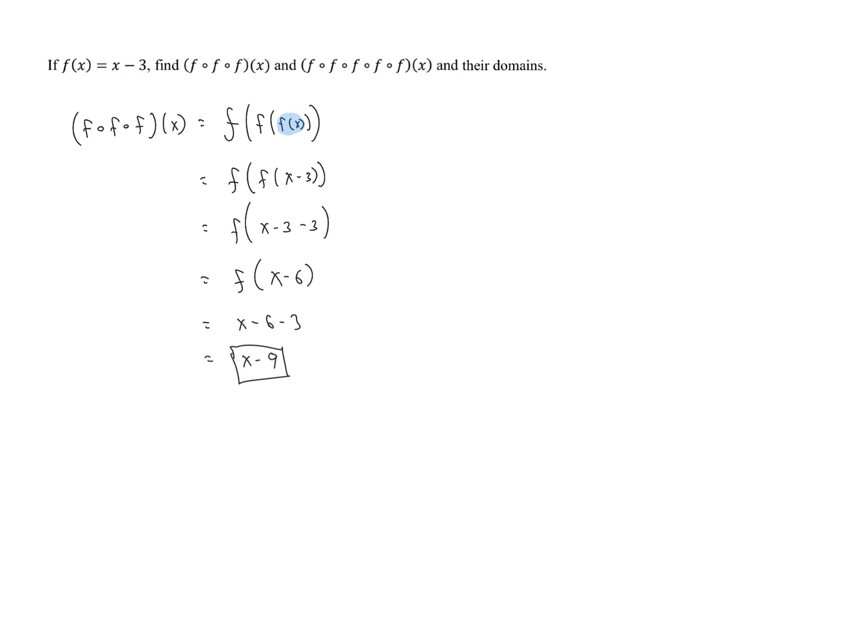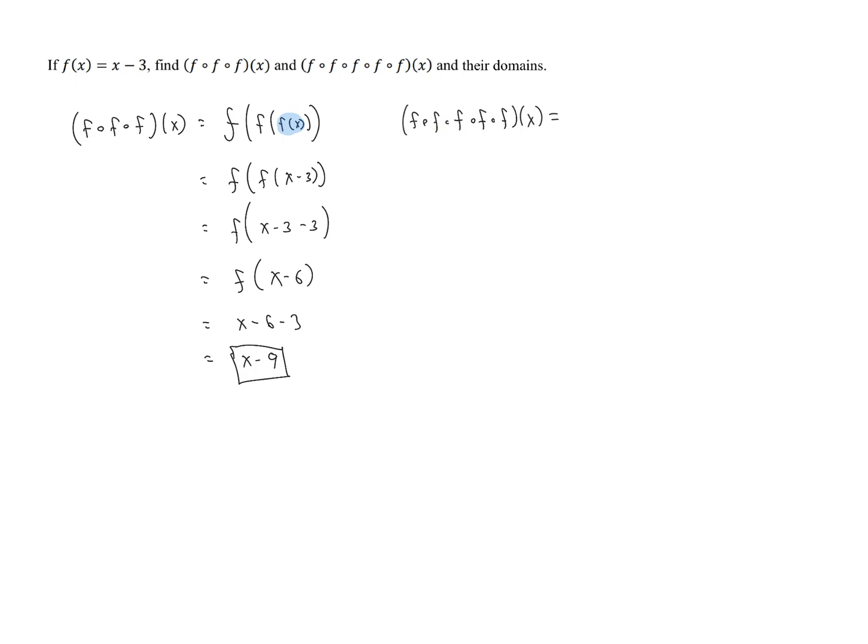And we notice that because this function is just taking x and subtracting 3, if we apply that 3 times, we're effectively subtracting 3 times, or subtracting 9. And we can use that logic to figure out the other composition, f of f of f of f of f, a lot quicker, because each time we apply the function, we're subtracting 3.